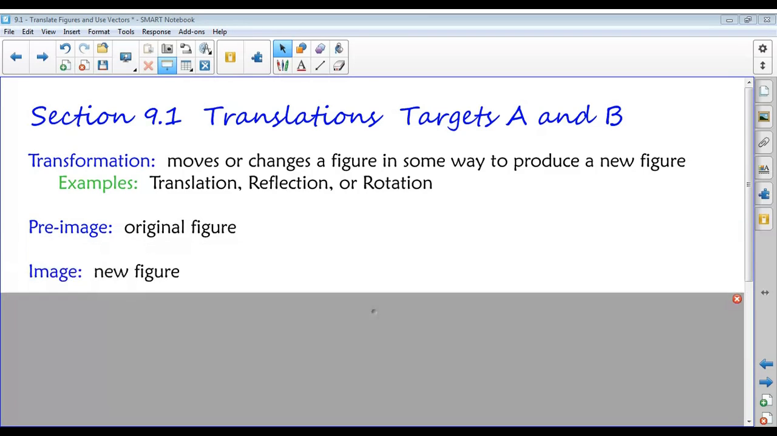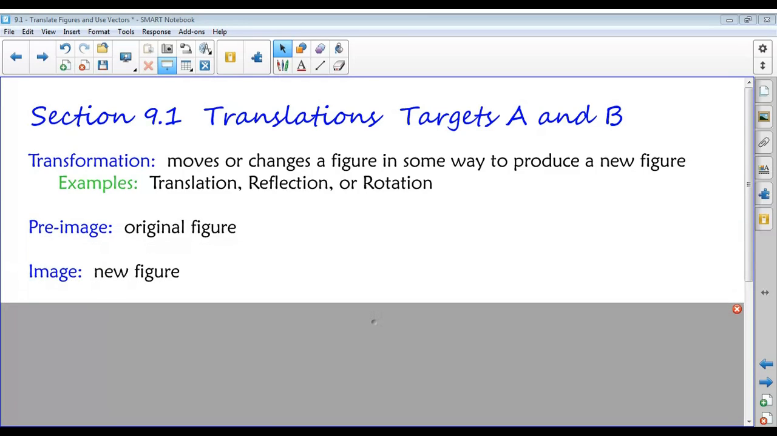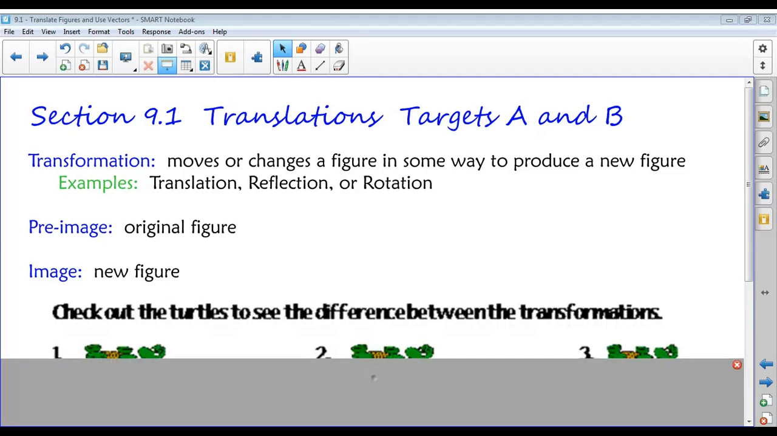So the pre-image is a name that we call the figure before anything's done. So think of that as pre-transformation, before anything's happened. And the image is the name of the figure that's the result of the transformation. So pre-image, original, image, new.